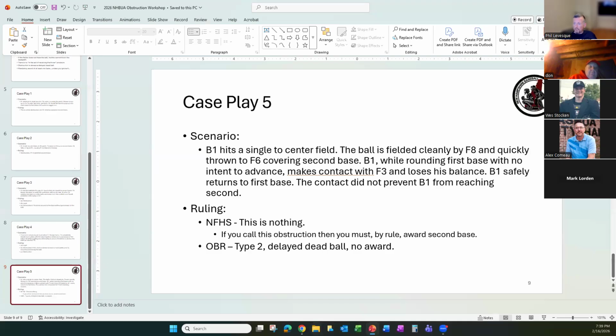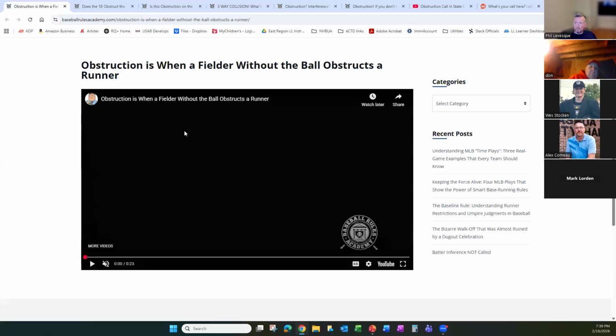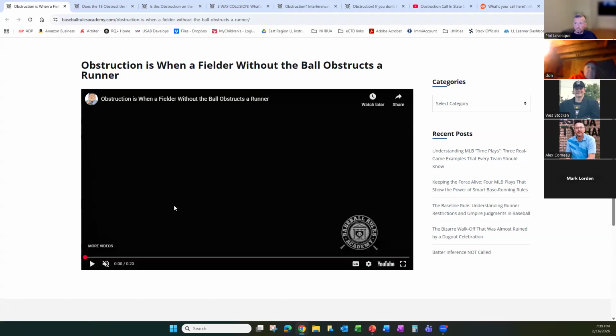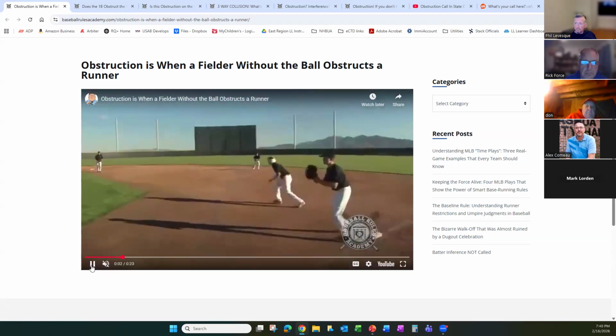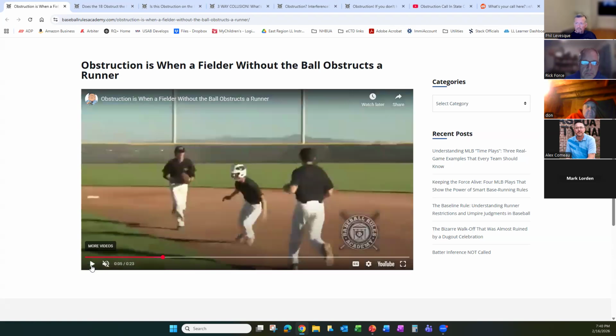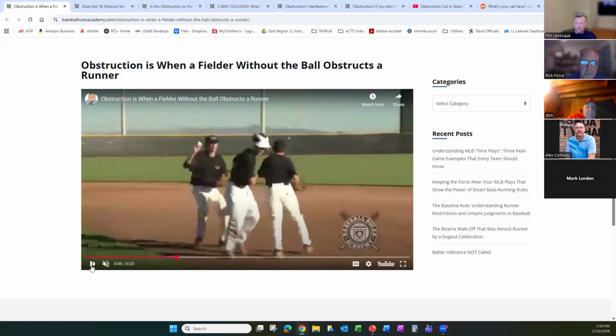Okay, I'm going to switch to some videos. Everybody see the screen that has videos on it now? Yes. Okay, so we'll watch this first one through. It's just a little video of what obstruction looks like. We have a rundown situation here, and as this first throw happens, the runner turns, it's going to head back to first base, and we're going to have contact with the first baseman.